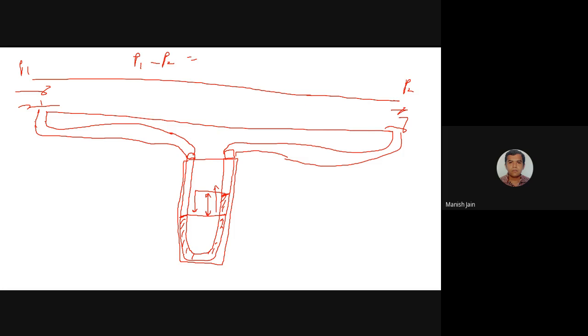Okay, so yahan par ye stationary condition, although it is flowing inside the tube, but yahan par ye stationary condition mein hoga, yahan ye flow nahi karega. Theek hai? Okay sir.